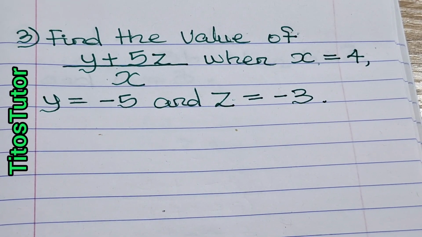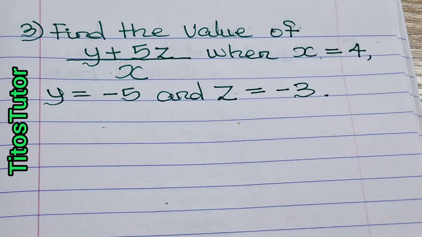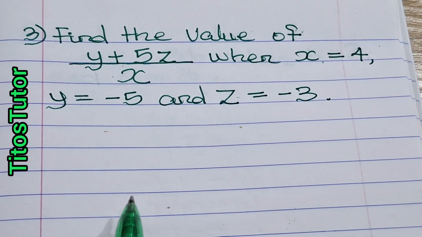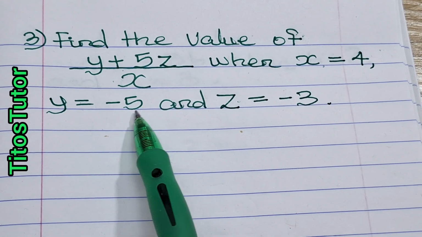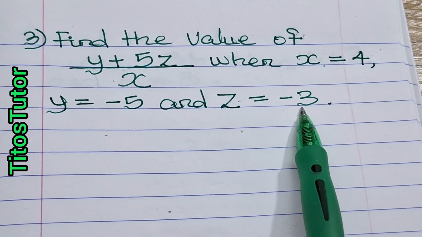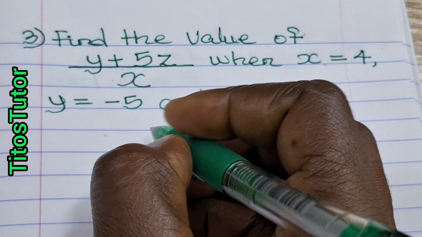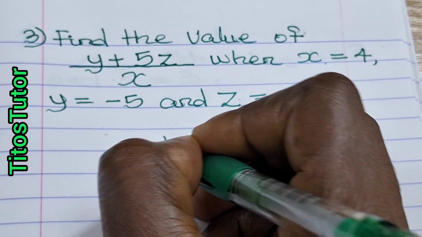Example 3. Find the value of y plus 5z all over x, when x is 4, y is negative 5, and z is negative 3. Okay, so I'm going to write the expression again.